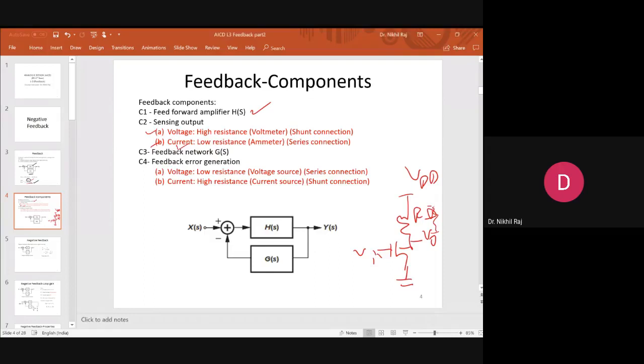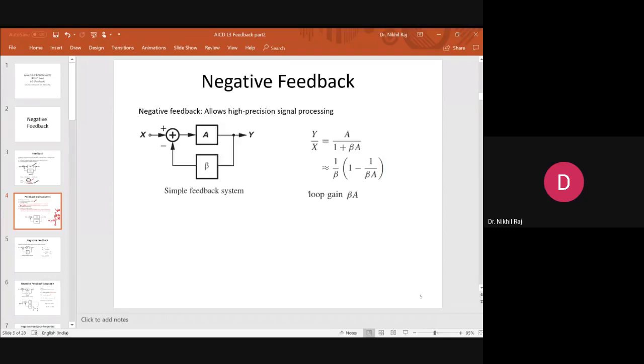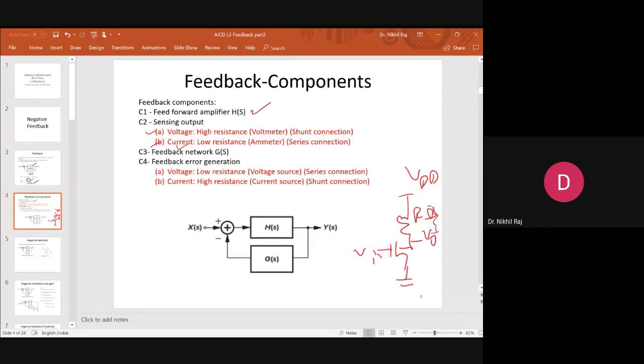Okay, so now the third component is the feedback network. After the output is sensed, either in the form of voltage or current, it will be given back to the input. So how will it give back? Through the network, that is your feedback network. And it will give either as a subtraction or an addition if it is a voltage. We connect in series fashion, because if we need to add or subtract voltage we need to connect in series.